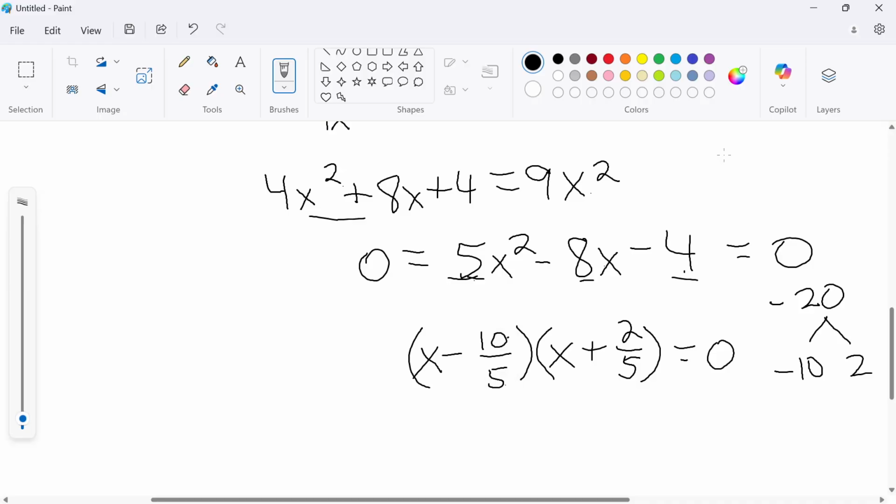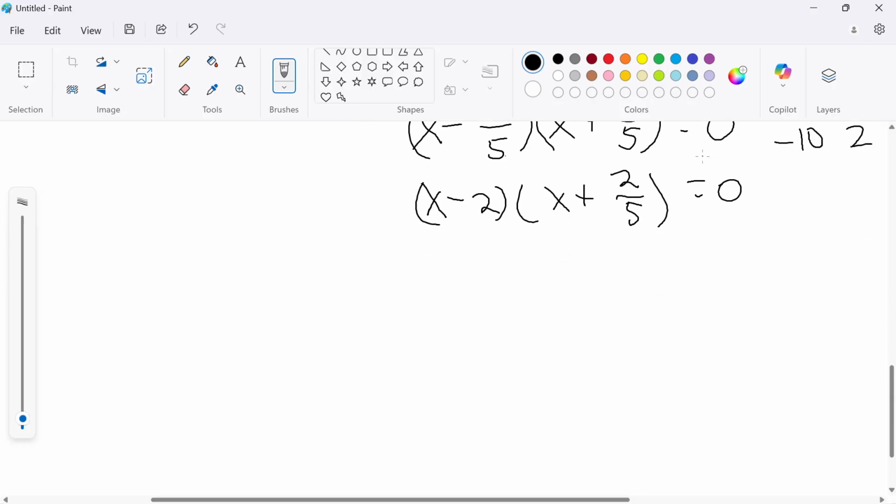This one divides evenly, x minus 2 times x plus 2/5. That one does not divide evenly, so it does not simplify. Equals 0. If I set each one equal to 0, the signs are going to switch. X minus 2 equals 0, that means x equals 2. I just add 2 to both sides. X plus 2/5 equals 0, x equals -2/5.